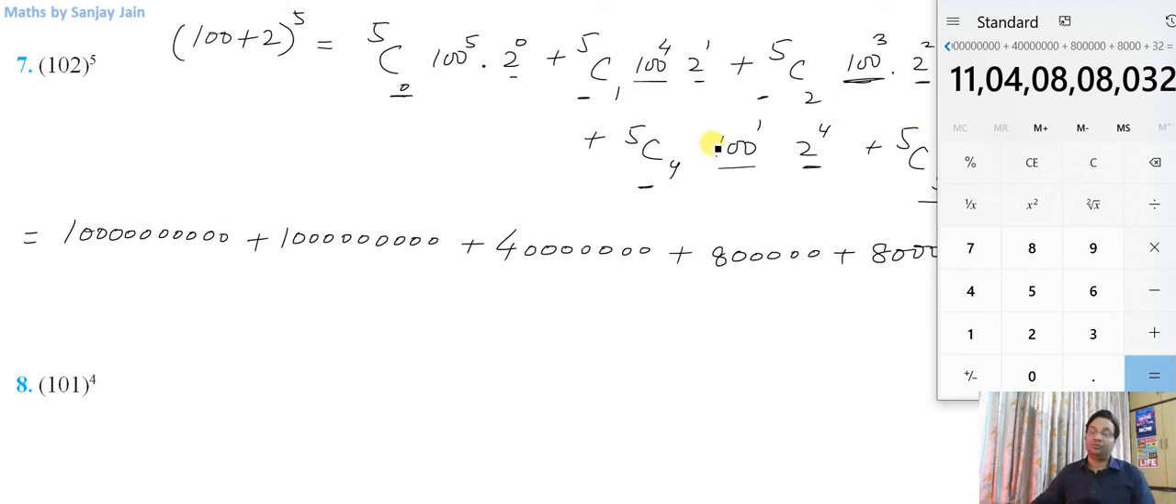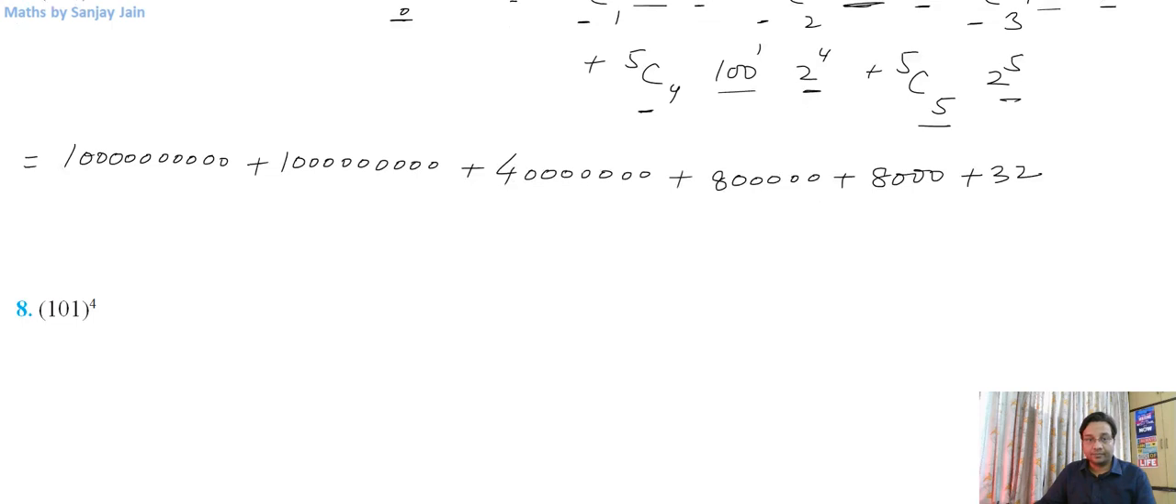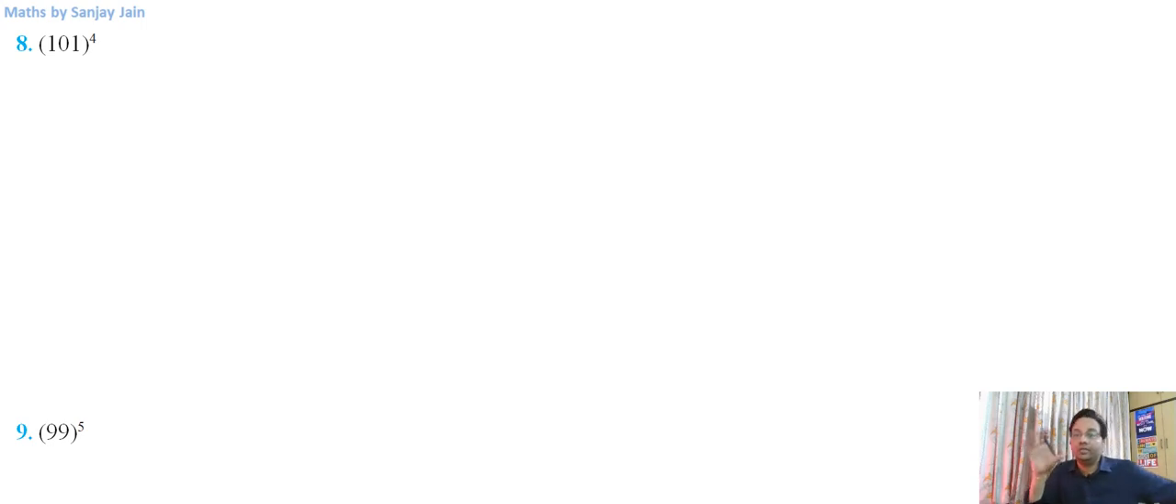Okay, let's move to the next one. I am using the calculator just for the completion of this question. Otherwise, I could have left the question one step before it. I am just using the calculator so that you can verify the answer from here. Otherwise, I should leave the calculation part to you only.